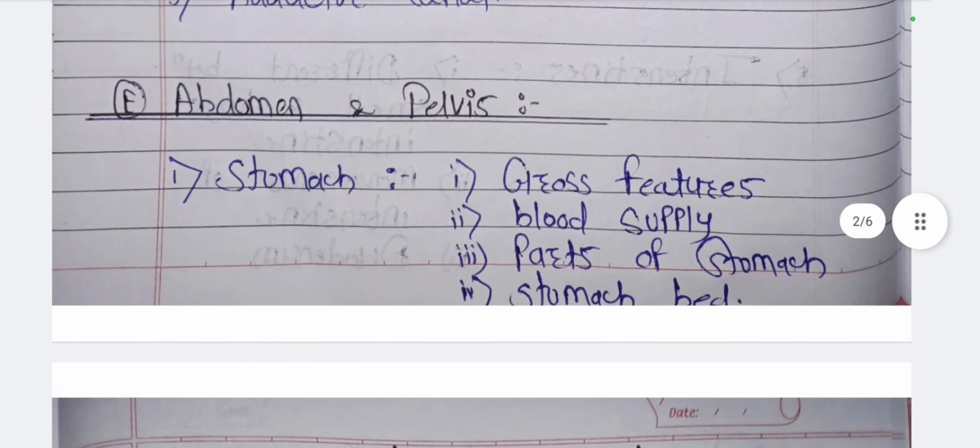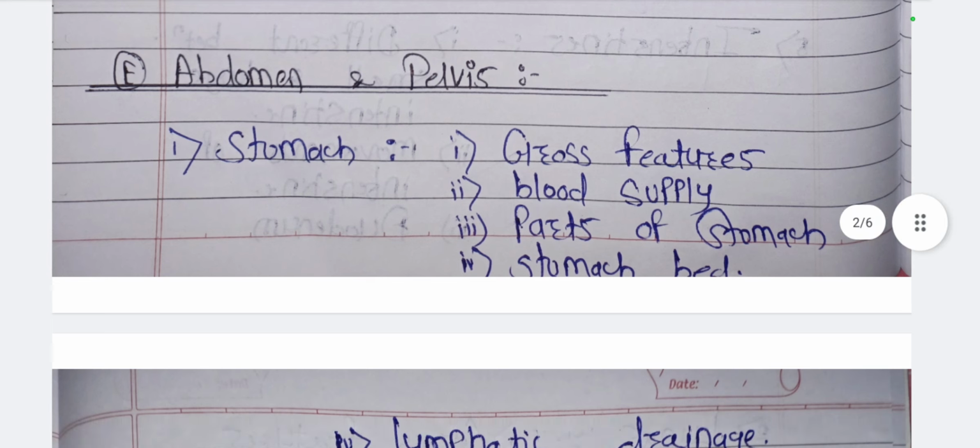Then abdomen and pelvis, first important organ is stomach. Important parts in the stomach are its location, gross features, blood supply, parts of the stomach, then stomach bed, which are the posterior relations of the stomach, then lymphatic drainage and applied anatomy of the stomach.